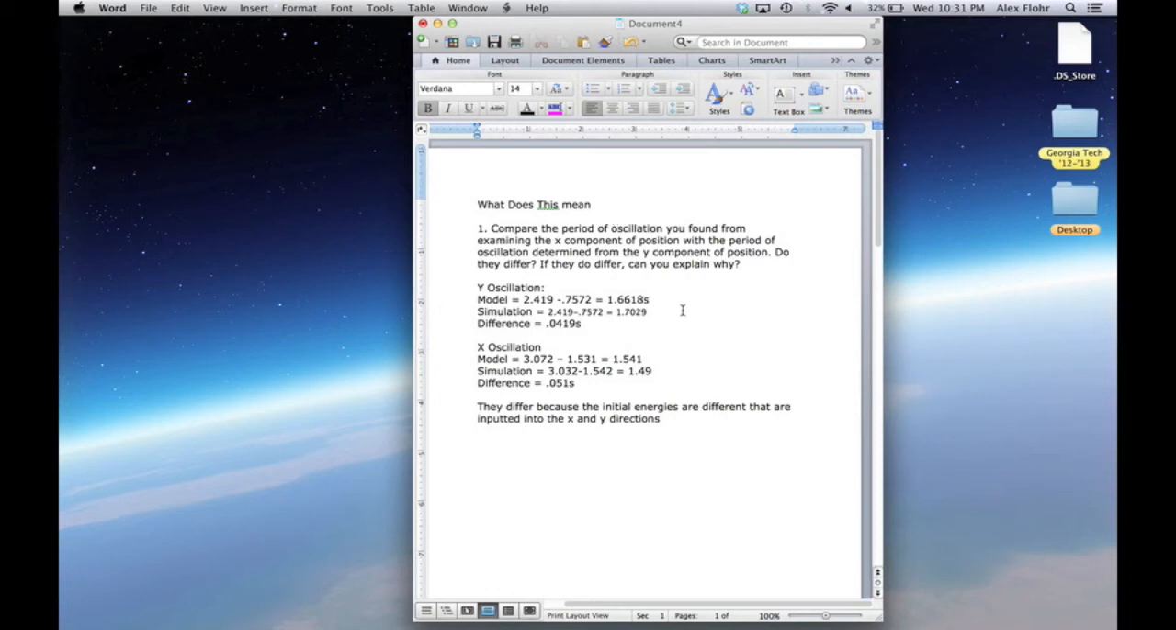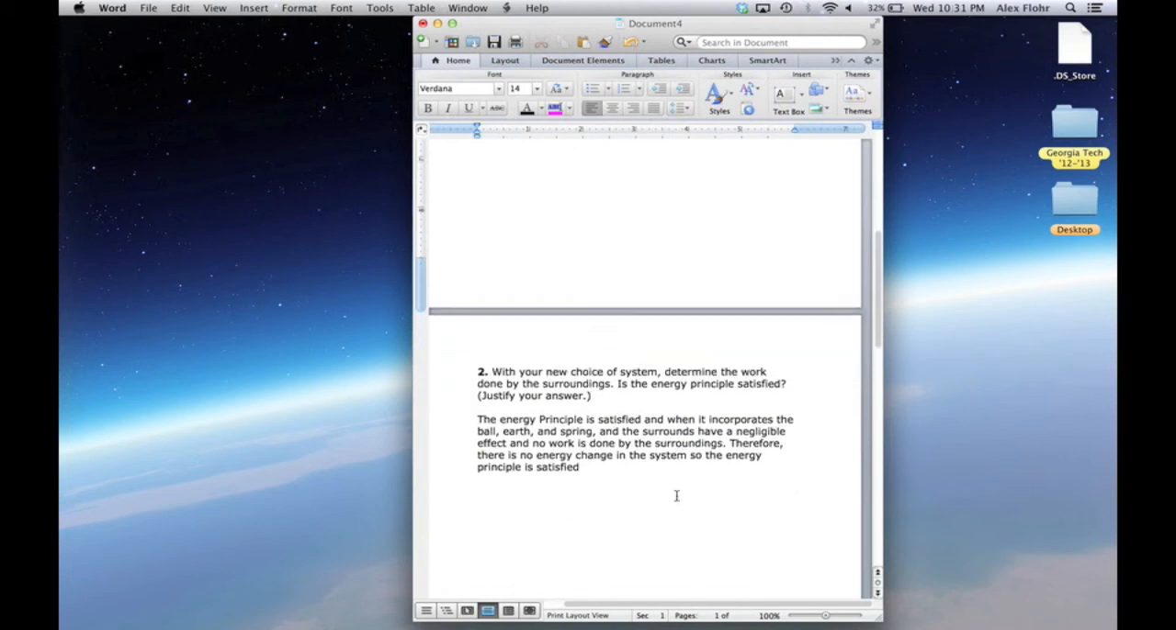So as you can see here, this is the y oscillation and this is the x oscillation. I'm sorry, they're actually backwards. This is the x oscillation and this is the y oscillation. And as you can see, they're both fairly similar to each other, the oscillations of each one. And we just found that by measuring from trough to trough. And they differ because the initial energies that are inputted into the x and into the y are different.